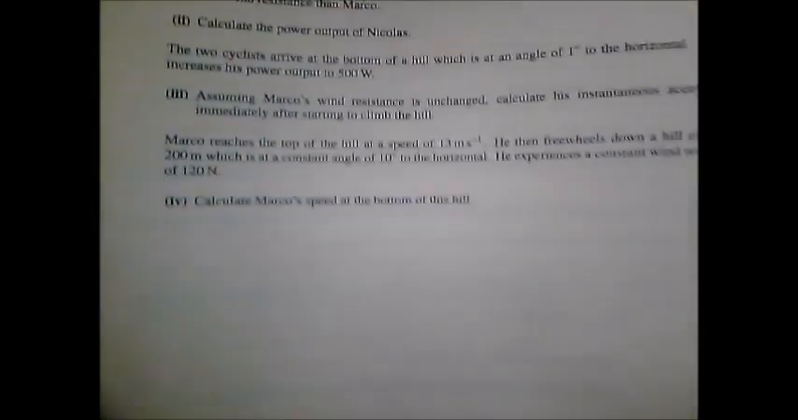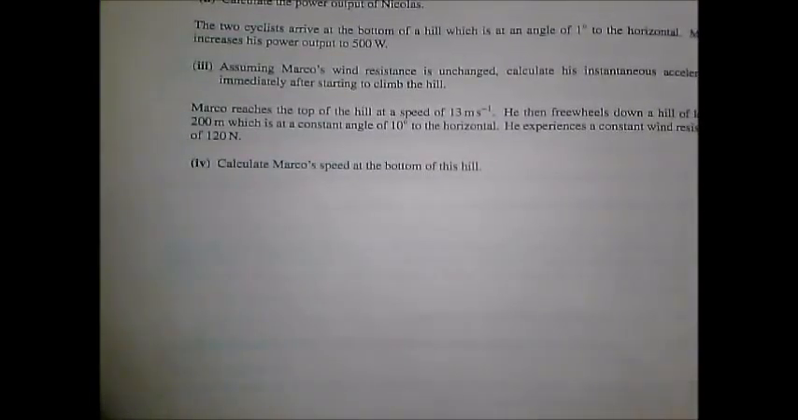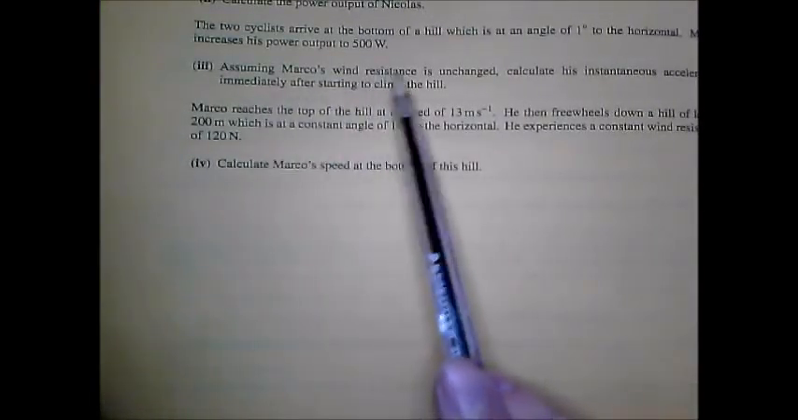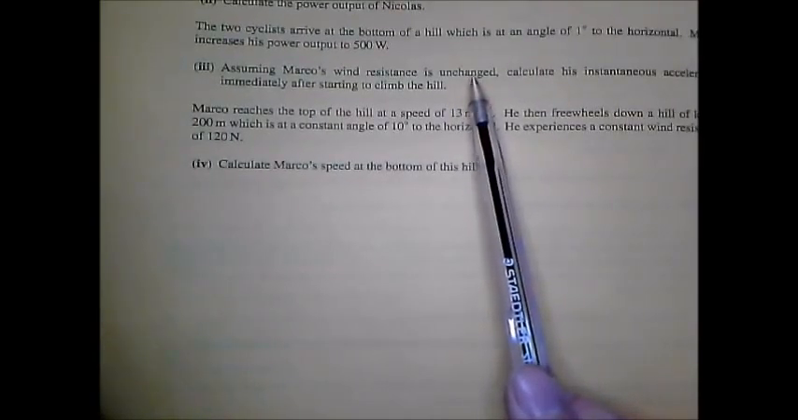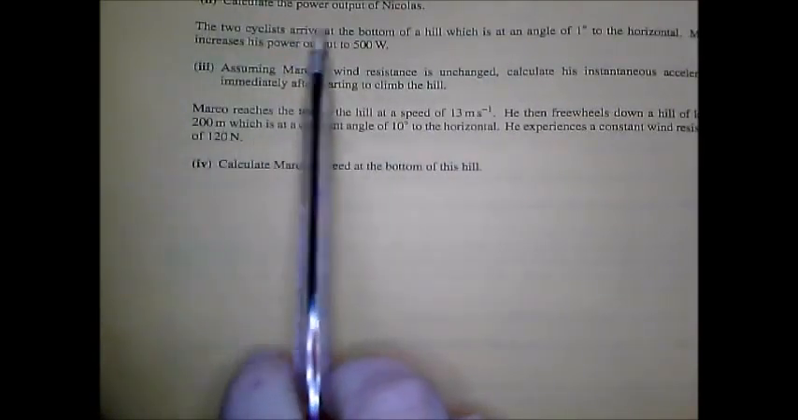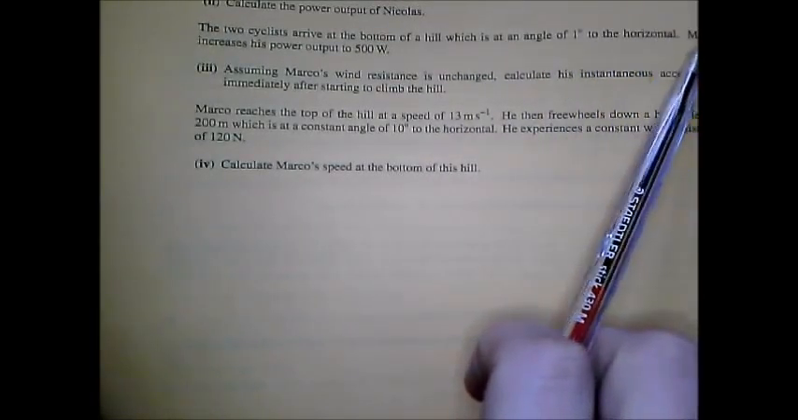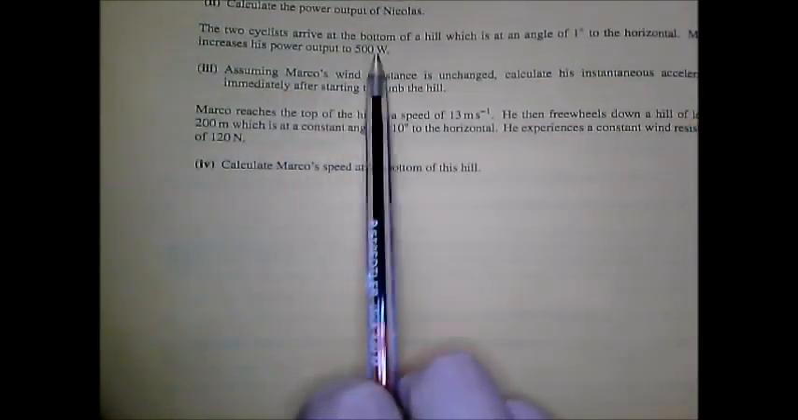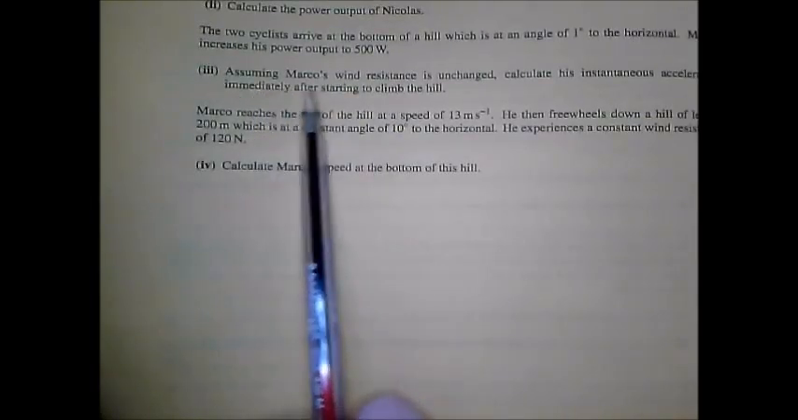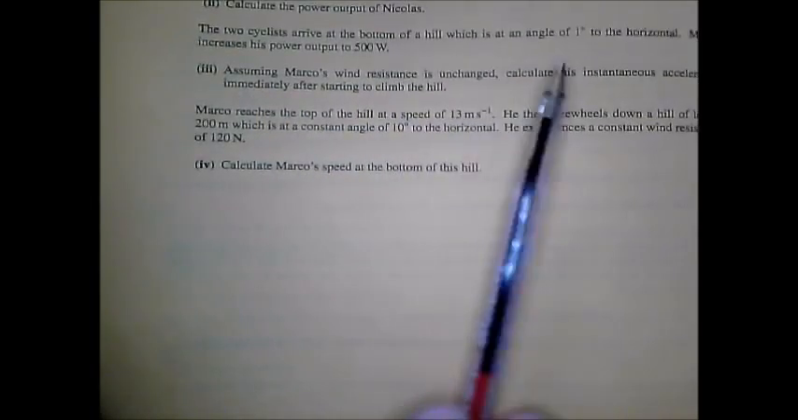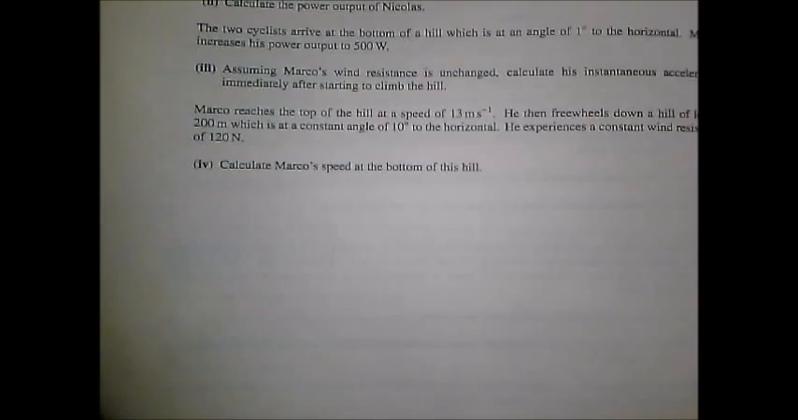Okay, for part 3, we're going to assume that Marco's wind resistance is unchanged. So, the two cyclists arrive at the bottom of a hill, which is at an angle of 1 degree to the horizontal, and Marco increases his power output to 500 watts. Assuming Marco's wind resistance is unchanged, calculate his instantaneous acceleration immediately after starting to climb the hill.